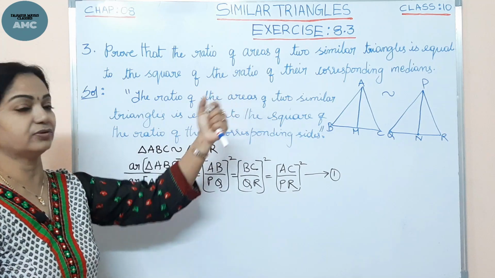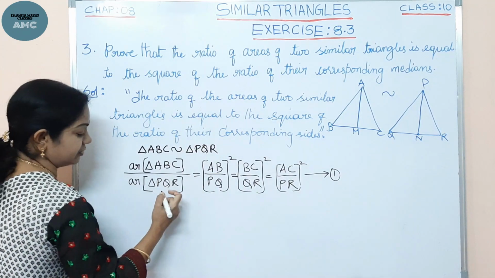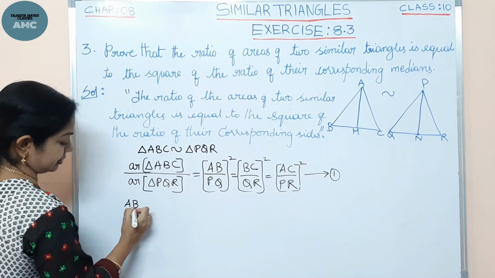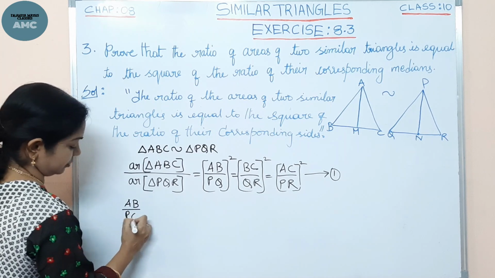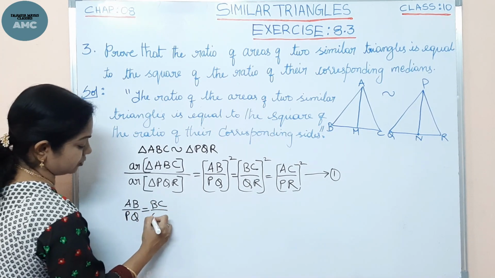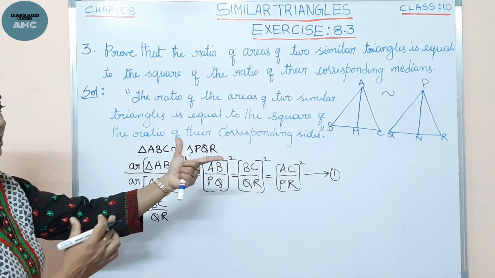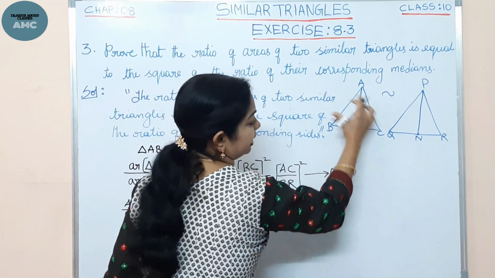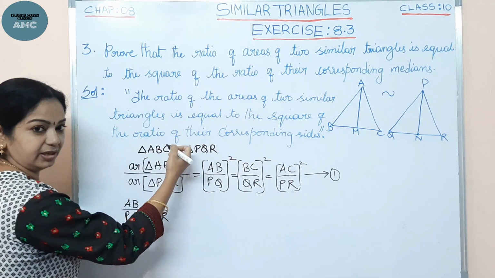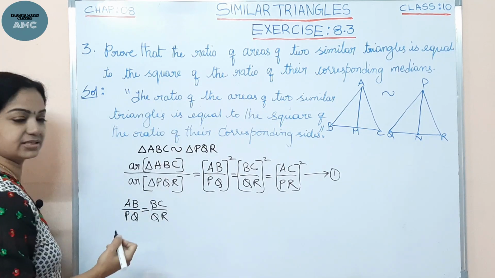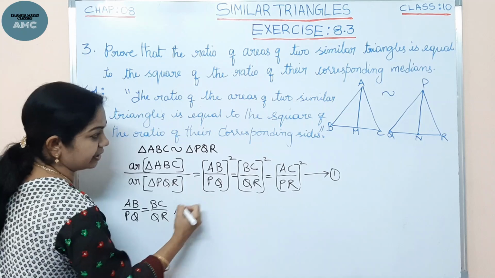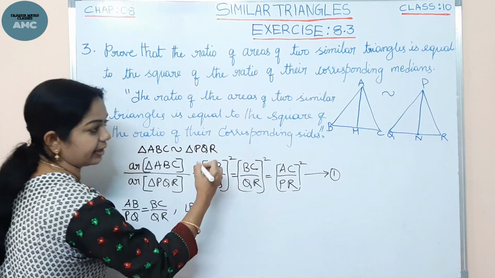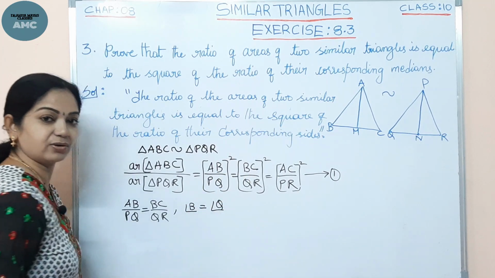Now, we have to prove the ratio of the corresponding medians. If you see from the first one, AB by PQ is equal to BC by QR. This is from the above, since they are similar. So two sides are in proportion. And also the included angle between AB and BC is B. The corresponding angle for B is Q. So these angles are also equal.